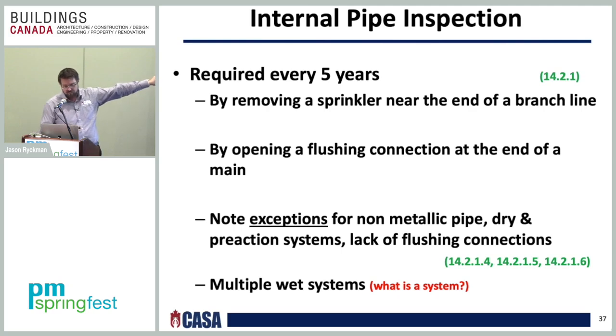As I mentioned, it's required every 5 years. The way you do an internal inspection is by removing a sprinkler near the end of the branch line, or by opening a flushing connection at the end of the main. There are exceptions for non-metallic pipe, dry and pre-action systems, where a lack of flushing connections would be an exception. Also, whenever you have multiple wet systems, the standard allows you to do every other one. So you don't have to do an internal inspection on each and every wet system every 5 years; you can do one after the other.